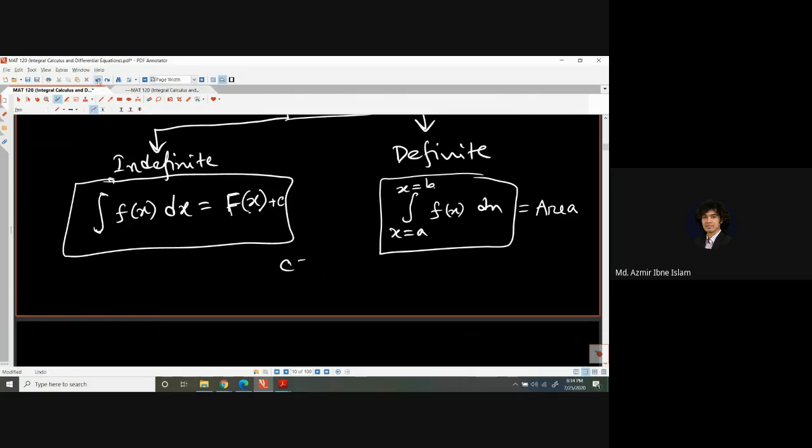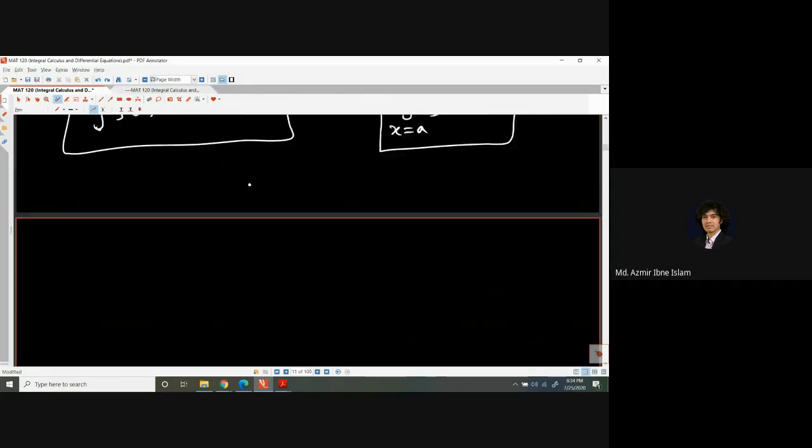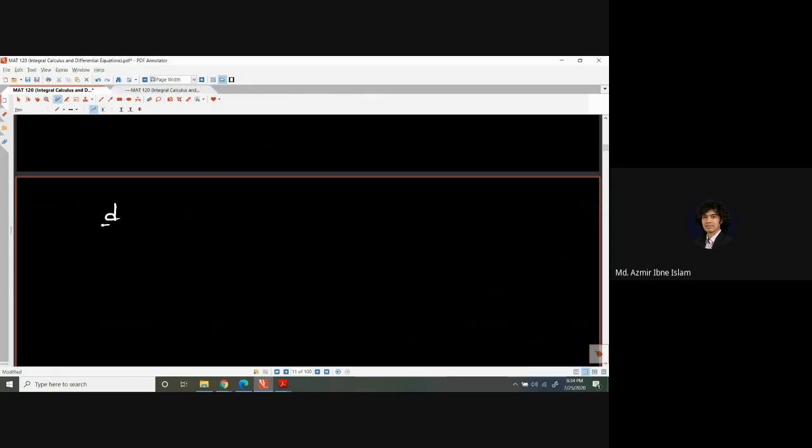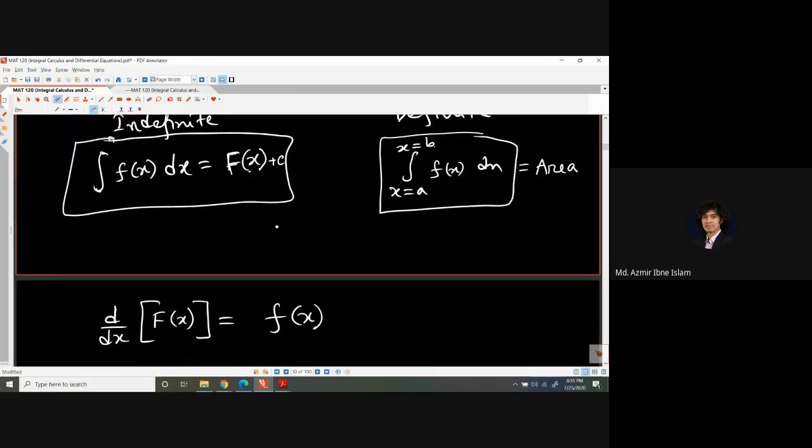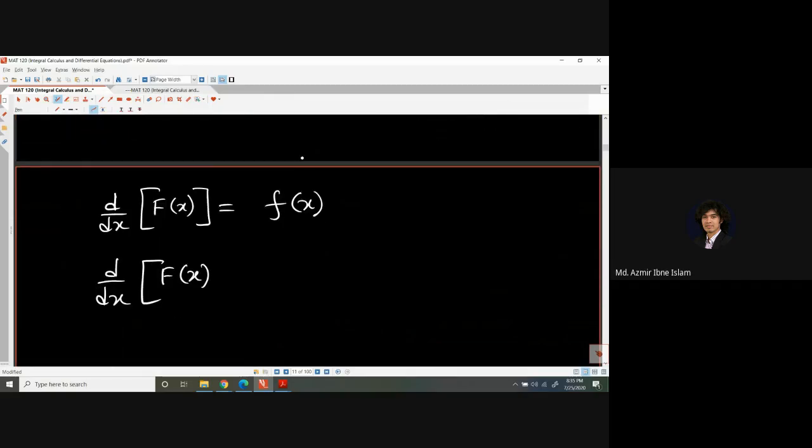But now there may be a confusion. We have already established one part, that is d/dx: if we differentiate the antiderivative, then we will get the main function back. But what will be the case for this one? With the antiderivative, we now have plus C.